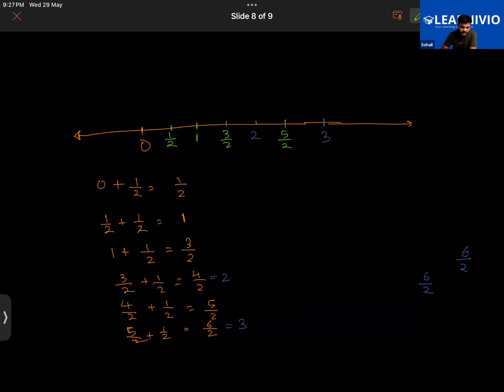So like this, we can proceed further also. 6 upon 2 plus 1 upon 2, that would be 7 upon 2. 7 upon 2 plus 1 upon 2 would be 8 upon 2. So the next number would be written as 4.